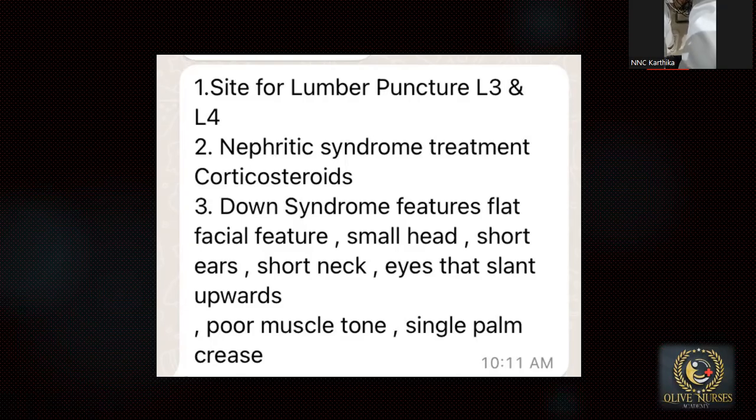Down syndrome features. What are all the Down syndrome baby features? Flat facial features will be there. You see the nose is flat, ears are short, small head will be there, eyes will be slanted upward, and poor muscle tone. The important one is the single palmar crease. They have only a single palmar crease. Got the point? So we'll move on.